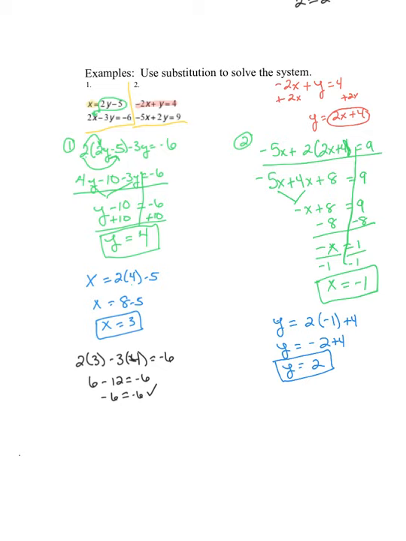And again, we are going to check to make sure we did the math correctly. I'm going to use that big equation. Negative 5 times x, which is negative 1, plus 2 times y, which is 2, equals 9. Well, negative 5 times negative 1 is 5, plus 4 equals 9. 9 equals 9.